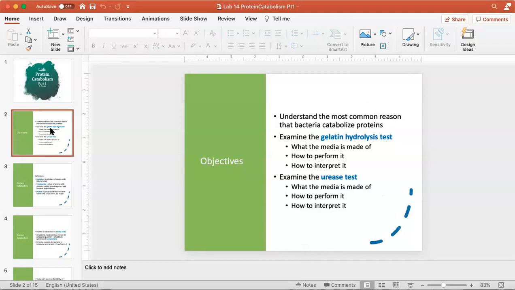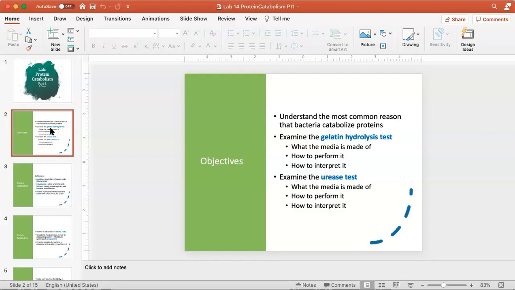Remember that a molecule is just a big group of atoms that are all bound together with covalent bonds. And sometimes the cell will break apart those covalent bonds in order to get at those atoms or some product inside of that molecule. We're going to look at 2 specific tests in this exercise. One is called the Gelatin hydrolysis test. We'll talk about this one in terms of what the media is and what it's made out of, how we perform it, and how we interpret it.